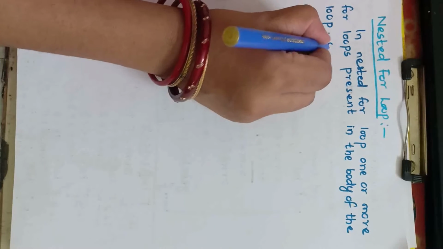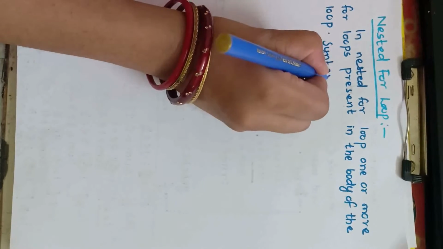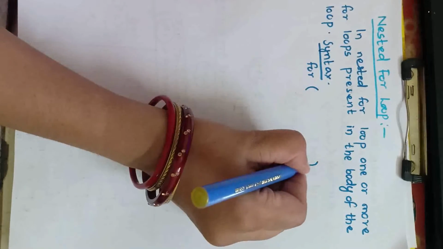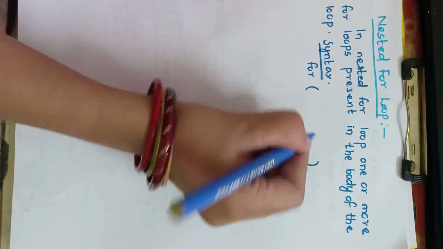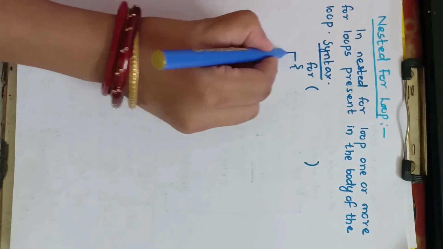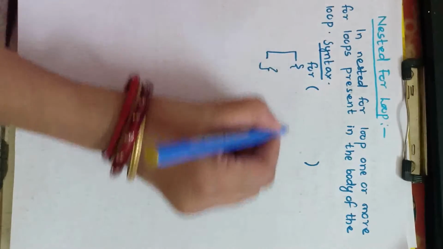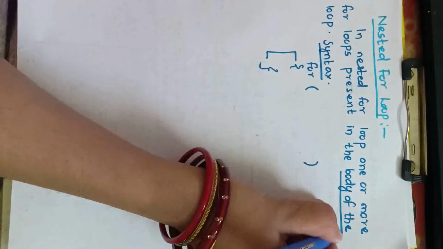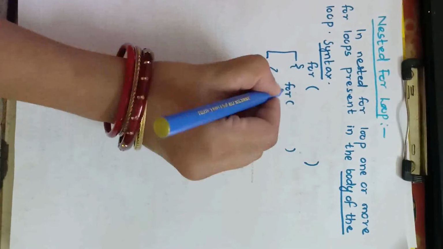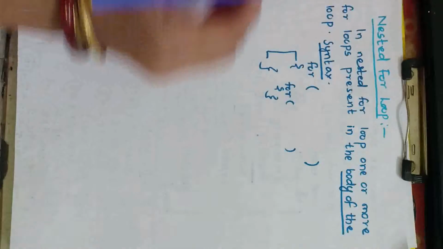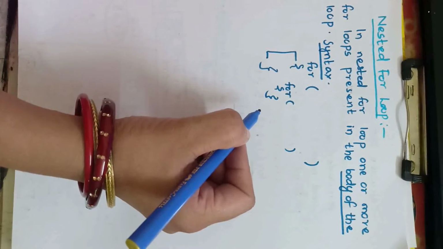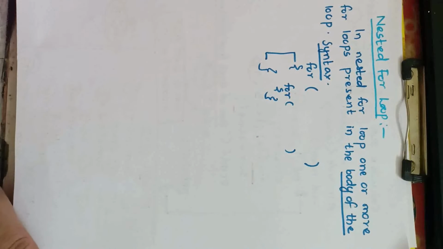So what is the syntax? First we write one for loop, then inside the for loop we use the initialization, condition, increment or decrement. This is the starting and ending of the for loop. Inside this is the body of the loop. Here if I use another for loop inside it, and inside this for loop another for loop, this type of for loop is called a nested for loop.